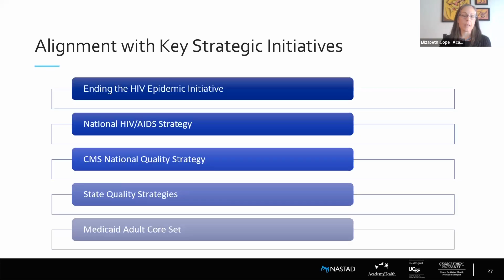And it's important to highlight that this measure also helps to advance a number of national and state strategies. Now, obviously, at the top of the list would be the Ending the HIV Epidemic Initiative, as well as the National HIV/AIDS Strategy. But it's important to note that HVL-AD also advances national and state quality strategies. So I want to take a look at that in a little more detail. Next slide.